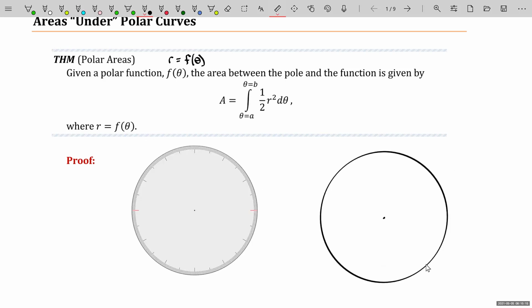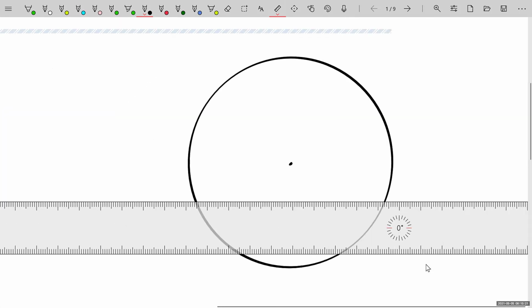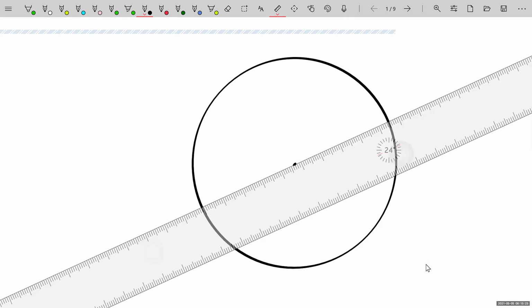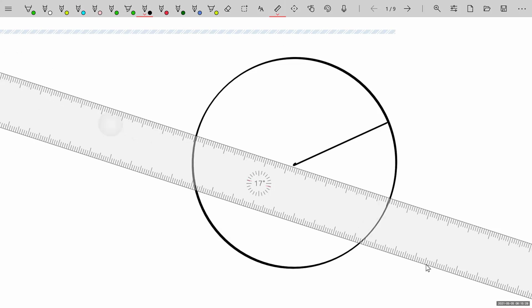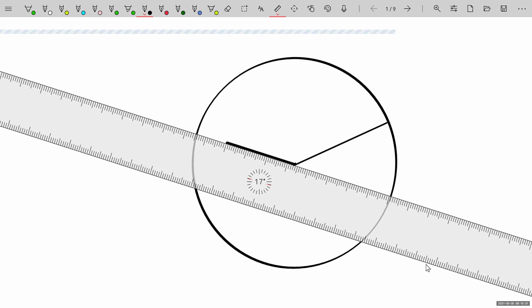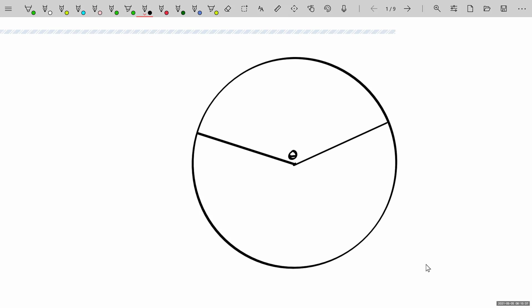And let's just pretend you want to find the area of a sector of that circle. So let's say you want to find the area of this sector right here. There we go. And it carves out an angle of theta. And again, it's a circle of radius r.